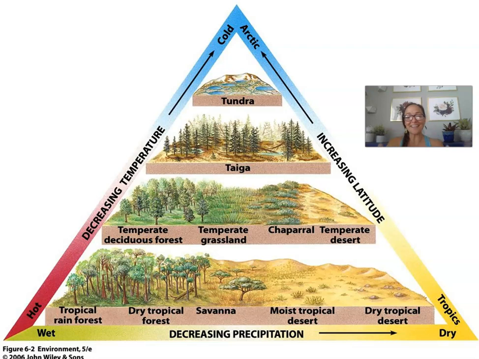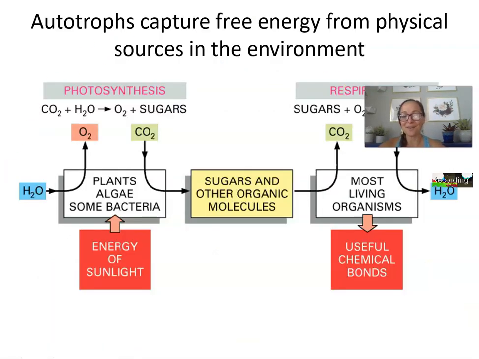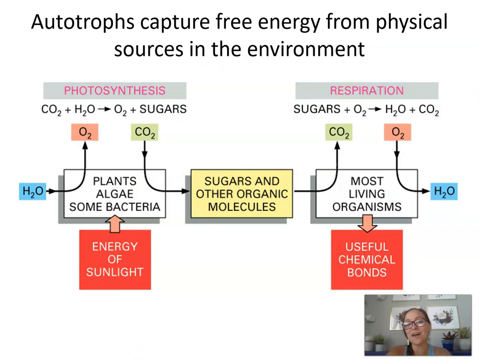So anyway, I think this is a beautiful diagram that shows how temperature and rainfall can have an influence on the plant life, and then that has an influence on the animal life and biodiversity that you find in ecosystems. Okay, so let's go ahead and talk more about autotrophs. We actually have two kinds of autotrophs.